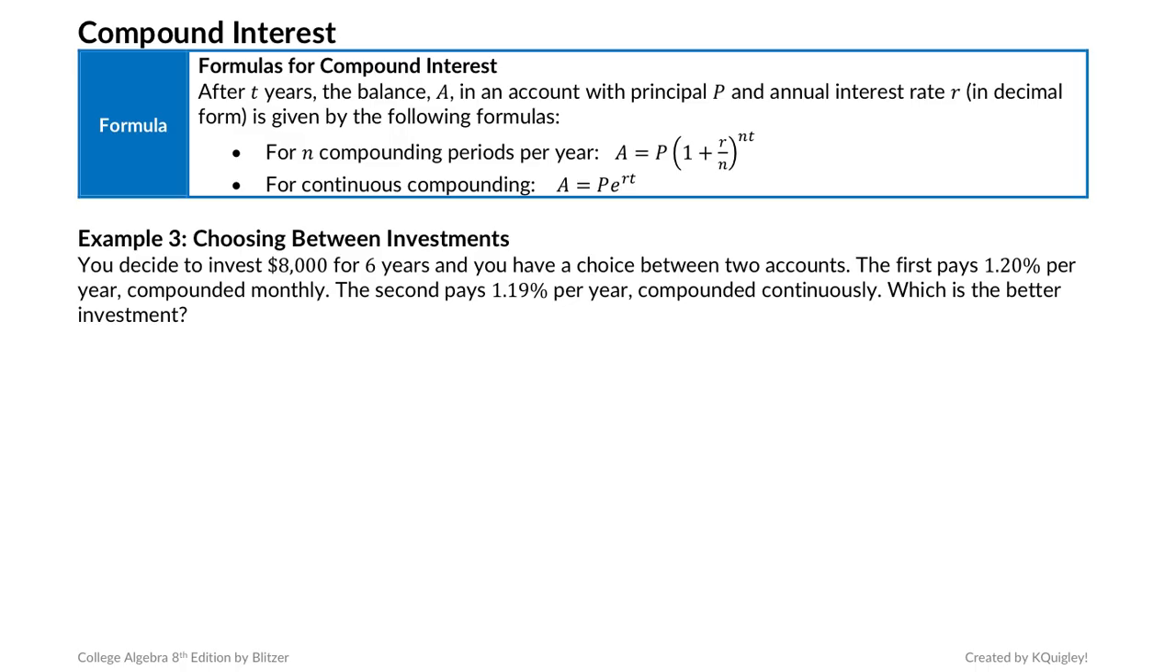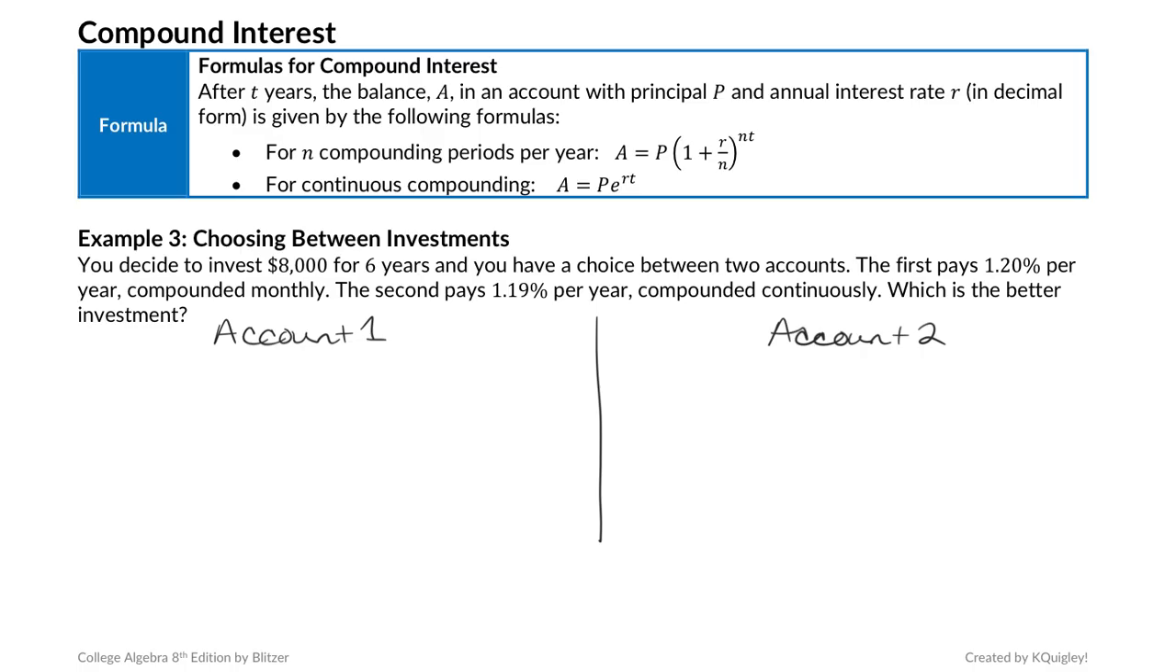So we're going to split our notes into two sides. One of them is going to be account 1, and the other one is going to be account 2. So the first one is the one that's going to be compounded monthly, so we'll use the top formula. The second one is the one that will be compounded continuously.